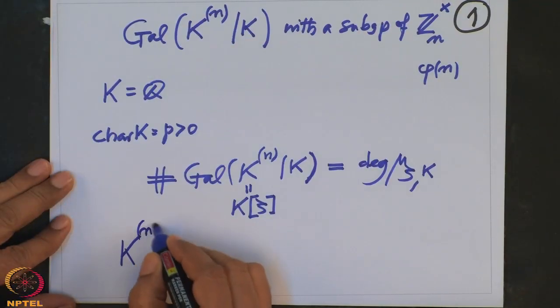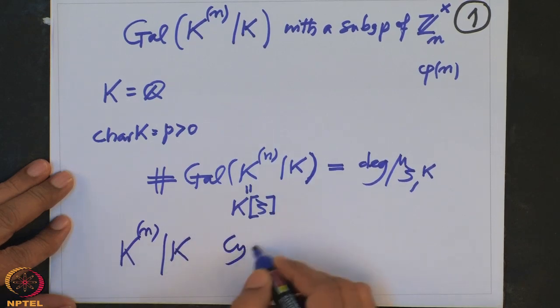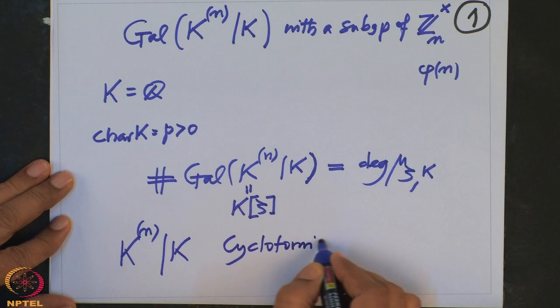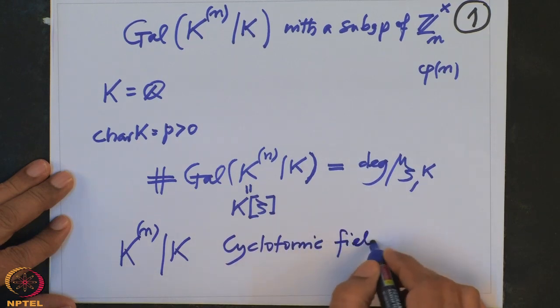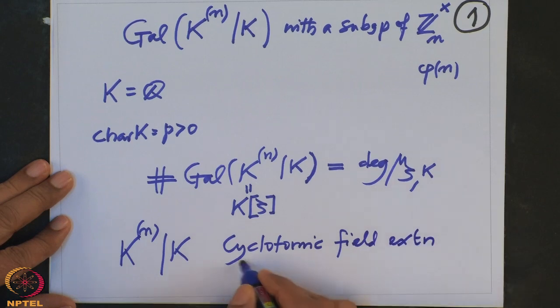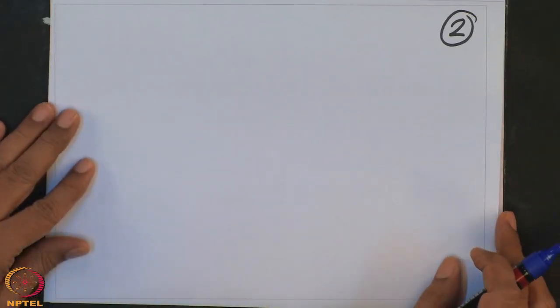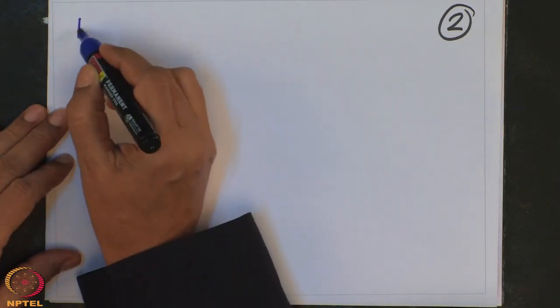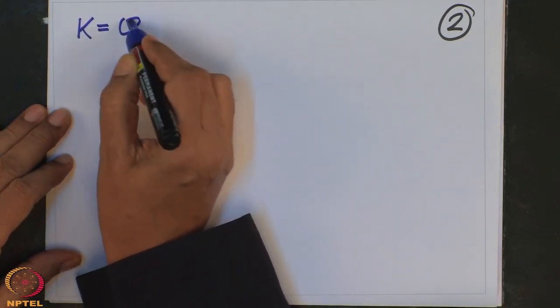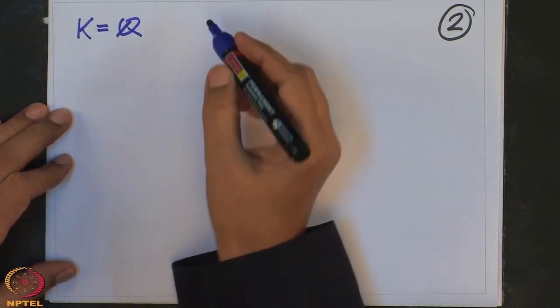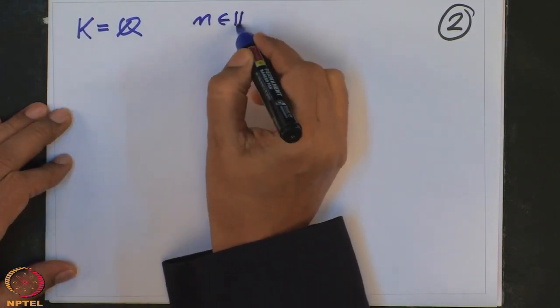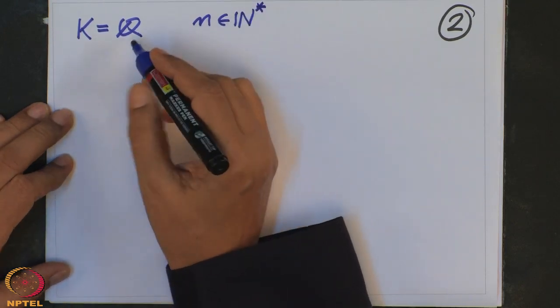Before I go on, remember this extension is called a cyclotomic field extension. I want to justify this name, cyclotomic. That is done as follows. For the understanding, let us take K equal to Q. Then what did we do? We have n, any non-zero natural number, and no condition because the characteristic is 0.